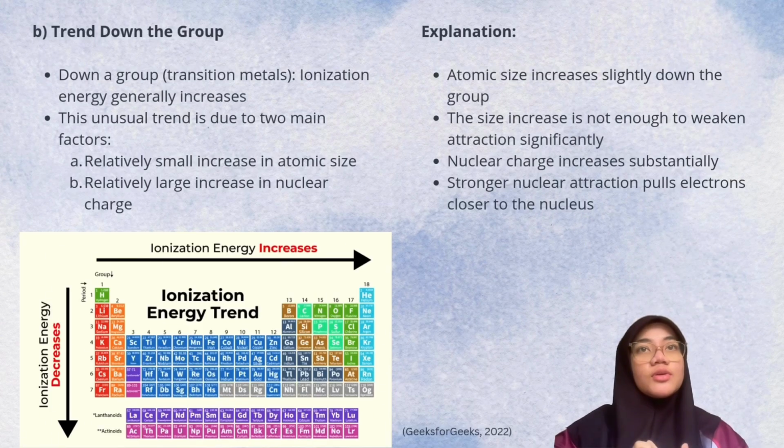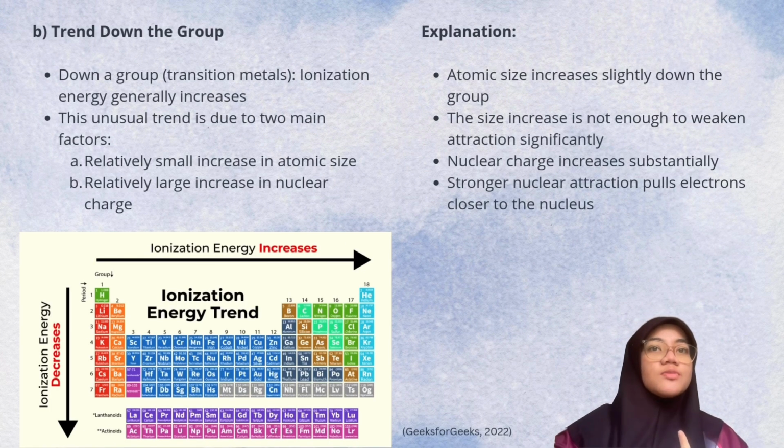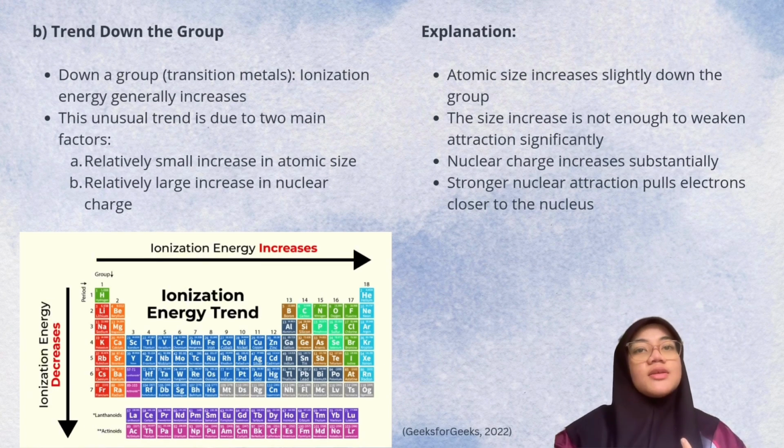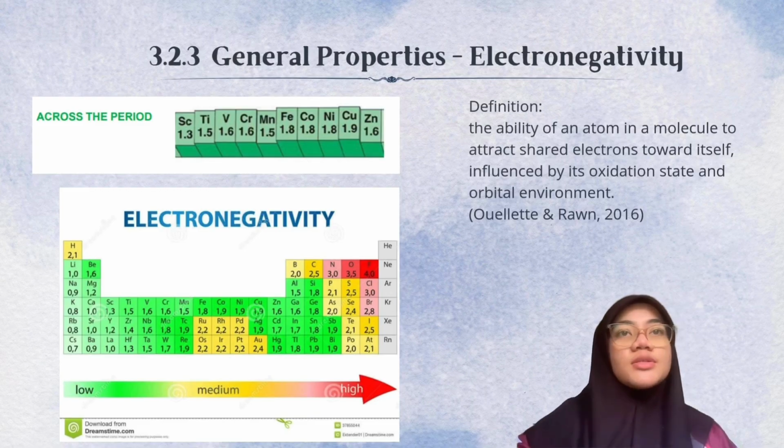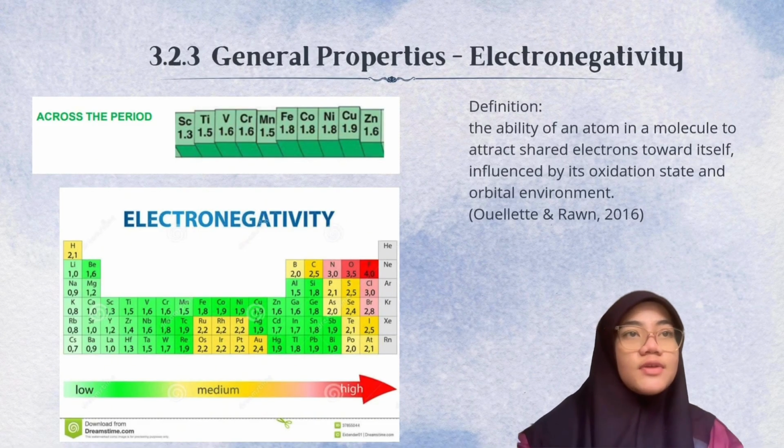As we trend down the group, unlike main group elements, ionization energy generally increases down the group for transition metals. This unusual trend is due to two main factors, which are a relatively small increase in atomic size and a relatively large increase in nuclear charge. Although atomic size increases slightly down the group, the increase is not large enough to reduce the attraction significantly. Move on to the last general property, which is electronegativity.